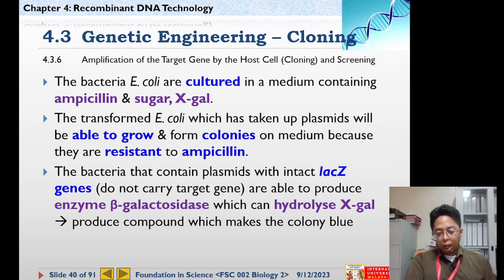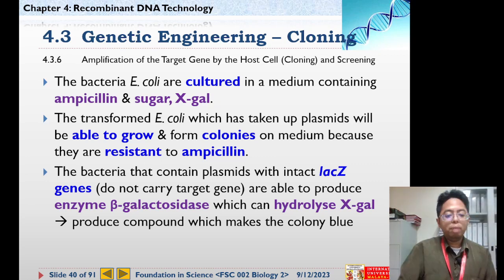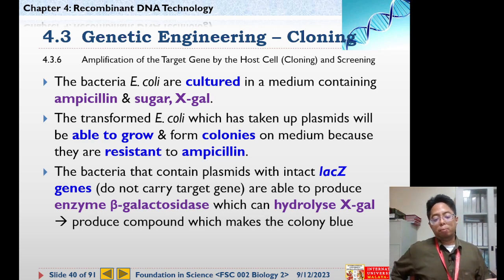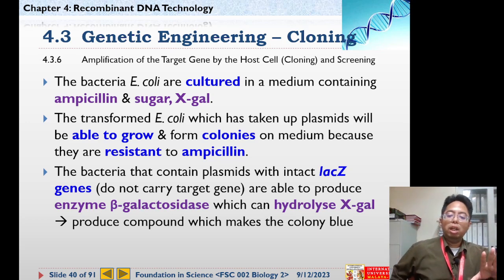Other than that, the bacteria that carry plasmid with intact lacZ genes will produce it. If they have the lacZ gene, they can produce lacZ, the enzyme beta-galactosidase, that can hydrolyze X-gal. This will produce a compound that makes the colony blue.